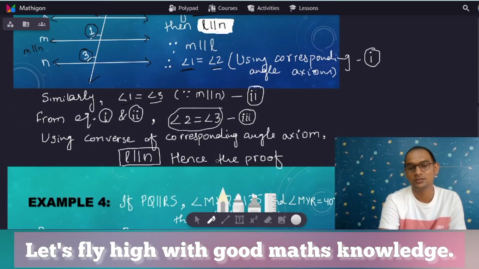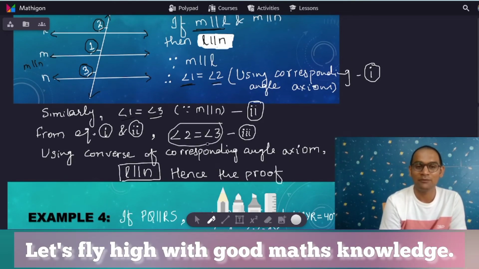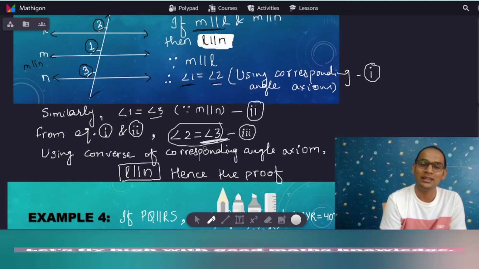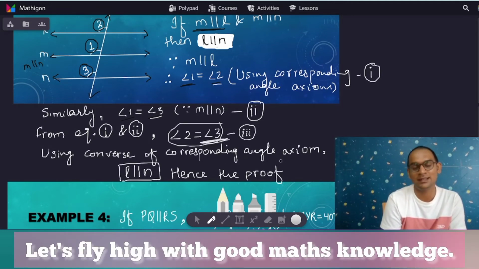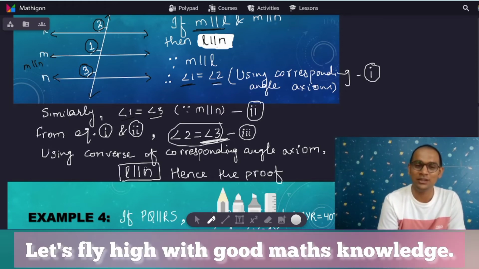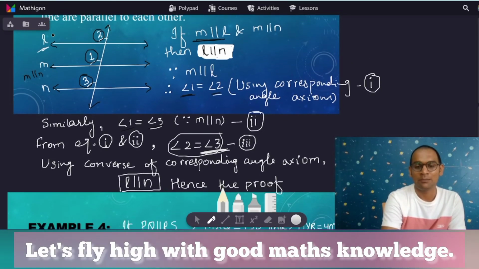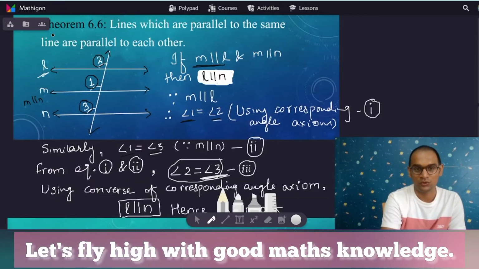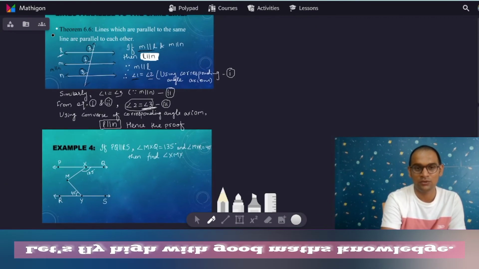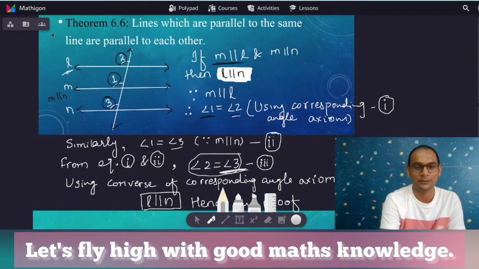That is what this theorem is asking us. Over here we got angle 2 equals angle 3. That means corresponding angles are equal. So the converse of the corresponding angles axiom says if one pair of corresponding angles are equal, then the lines will be parallel to each other. Therefore the line L and the line N are parallel to each other, and hence the proof. You can quickly take a screenshot if you want. I have minimized it. Yes, I hope it is taken.